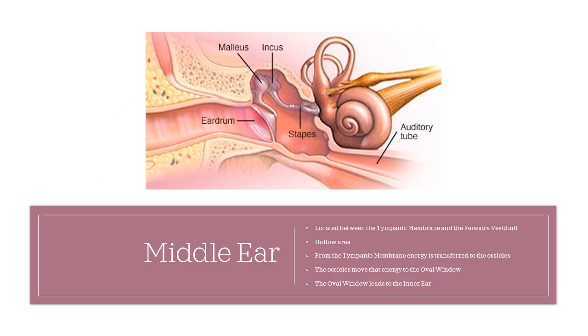The middle ear is defined as the space between the tympanic membrane and the fenestra vestibuli. It starts with the tympanic membrane that connects the three specialized bones. These bones make up the ossicles. The ossicles will move and vibrate based on the movement of the tympanic membrane. The third bone of the ossicles then transfers that motion to the fenestra vestibuli.